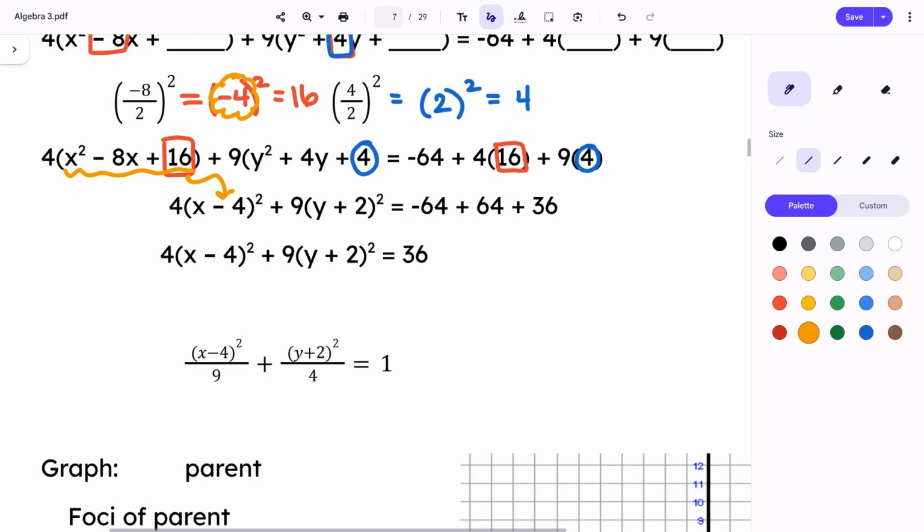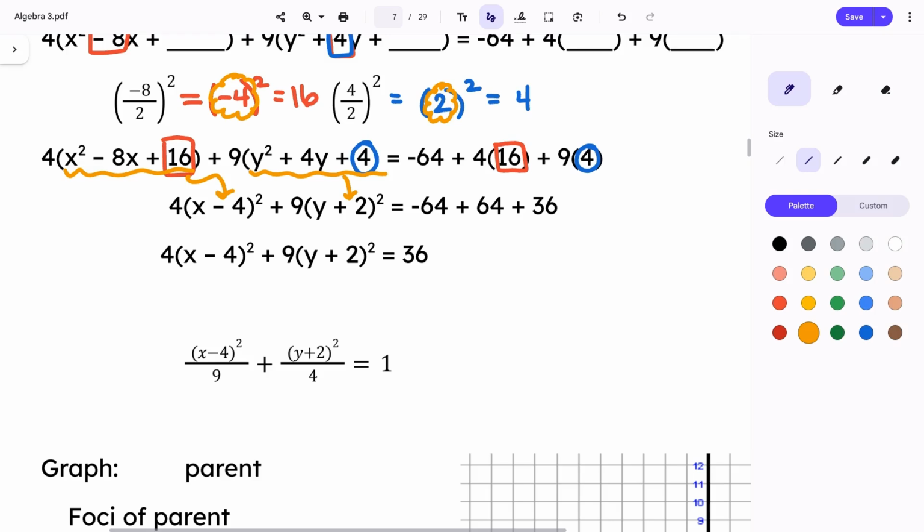The same thing happens here with my y's. If I think about two numbers that multiply to 4 and add to 4, the number would be 2, and that's this number that I have up here. And that's why it says y plus 2. Notice how the 4 and the 9 are still just kind of hanging out in the front of those parentheses. They don't just disappear, but they just kind of tag along to the rest of the problem.